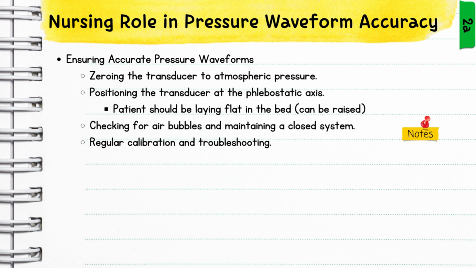So, the nurse's role in pressure waveform accuracy. We are super responsible for everything that we assess, right? Ensuring accurate pressure waveforms is one of our key responsibilities as nurses when we're dealing with hemodynamic monitoring. This starts with zeroing out the transducer to atmospheric pressure. So before you hook it up, you zero it out. It's kind of like a scale. You want to zero it out before you put the thing on to measure it. You want to zero it out before you hook it up to the patient.